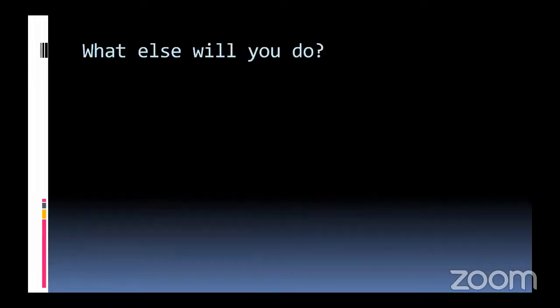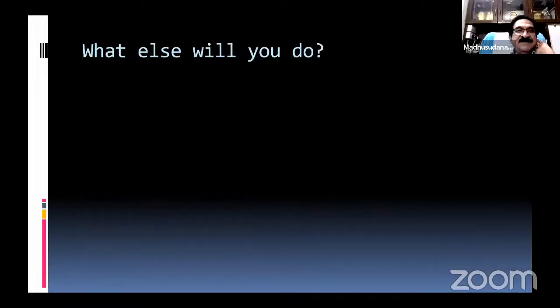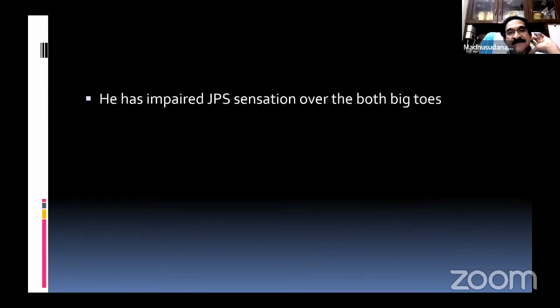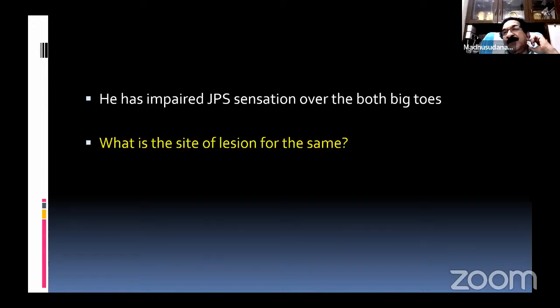Now we can do nerve conduction. Okay, nerve conduction. Now the question comes, is it MND? The strongest point is absent jerks, present cells. Now what is against MND? Yes, impaired JPS of both big toes. Now we know that he has got a sensory loss. So what is the site of the sensory loss? We need investigation for that. So what investigation do you want now?